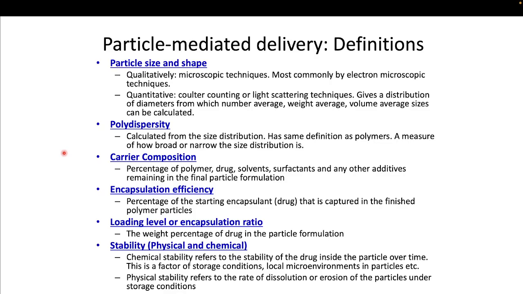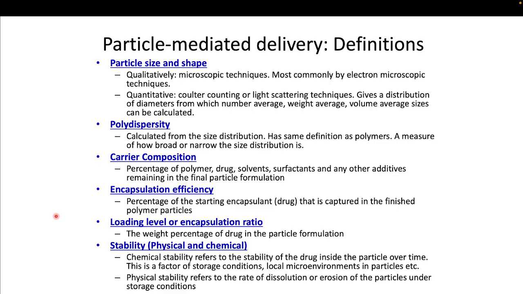So all of that comes under the category of carrier composition. Then the question that we are dealing with, encapsulation efficiency. It is nothing but the percentage of the starting drug that is captured in the finished polymer particles. You have another term to characterize these particles, which is the loading level or encapsulation ratio. So this is the weight percentage of the drug in the particle formulation.